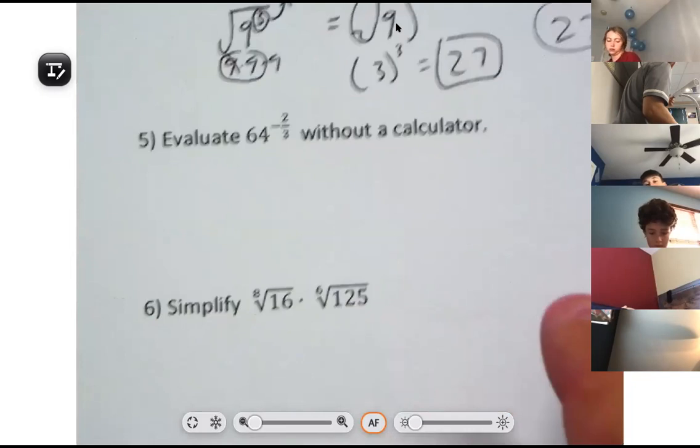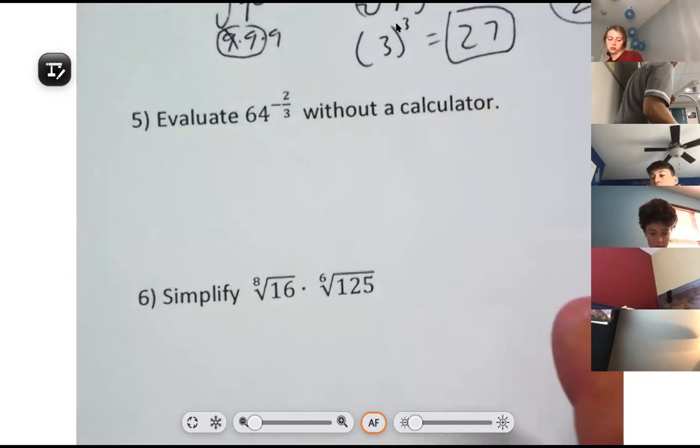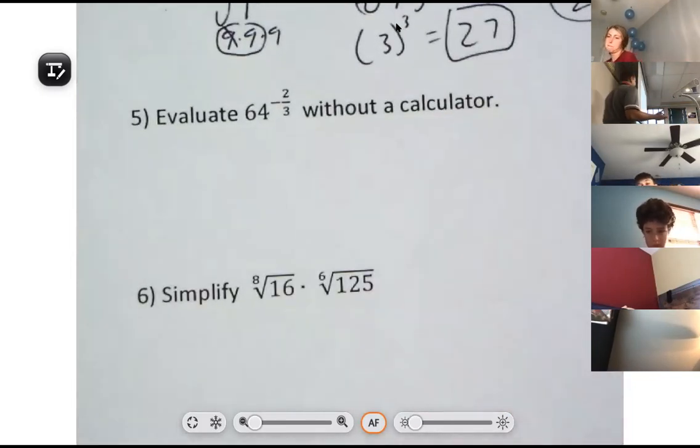Well, then we should be able to do 64 to the negative 2/3 power without a calculator. Try it. Have fun. Smile while you do it.